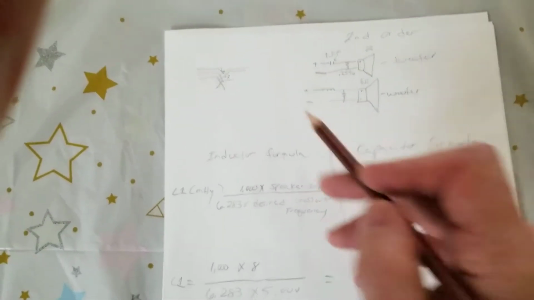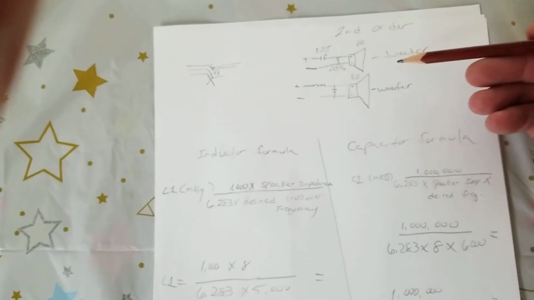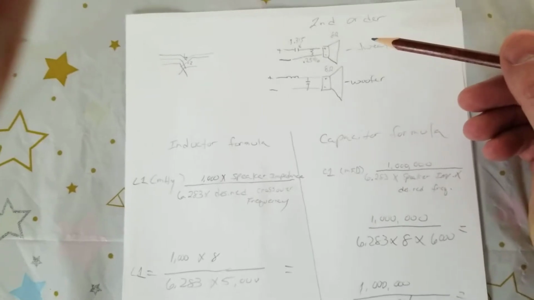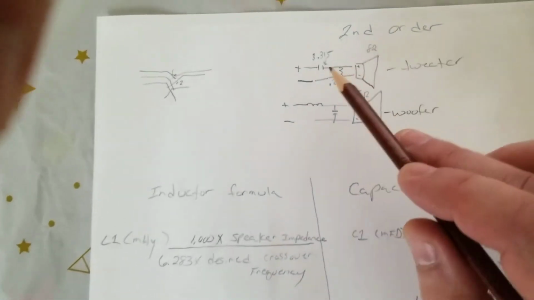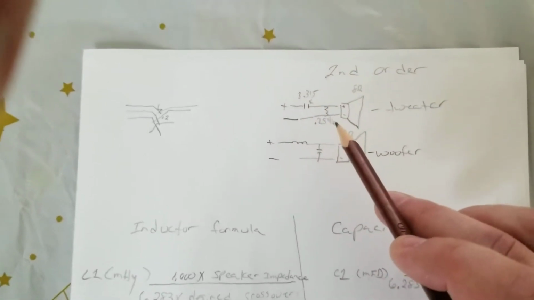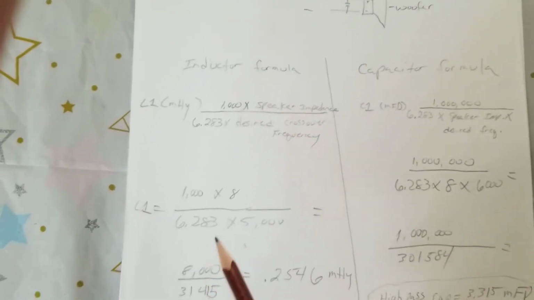And this is why, when you're first starting out, it's easier to go either 6 decibel or 12 decibel. So this is going to be a case in point for a second order crossover. As you can see, I figured out for the cap we needed a 3.3, and for the inductor we needed a 0.25. And this is how I did it, guys.